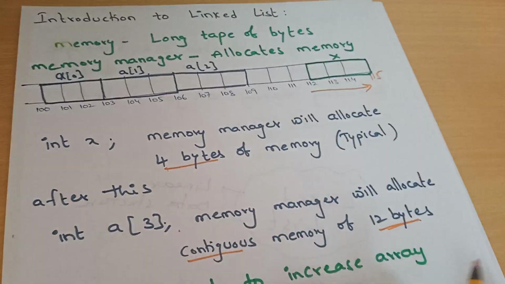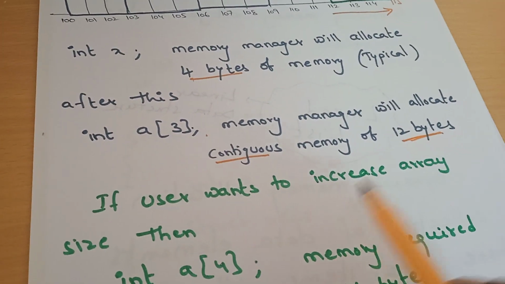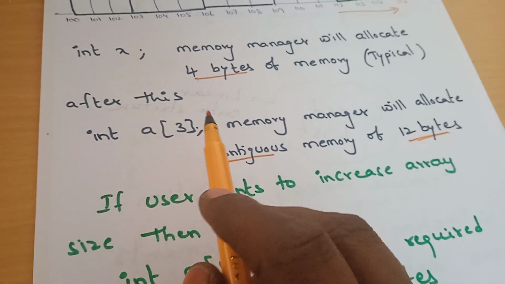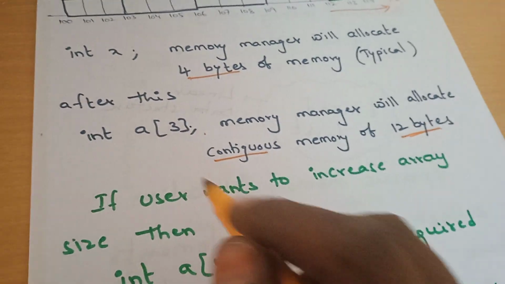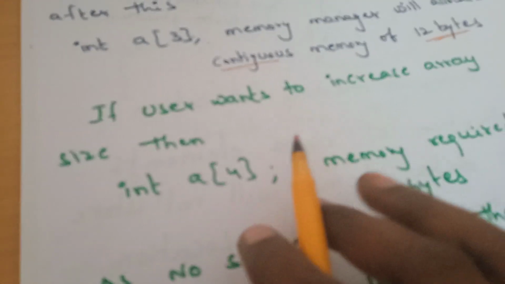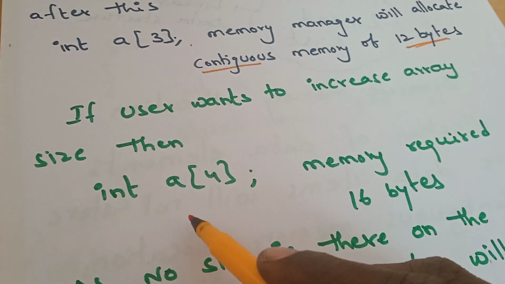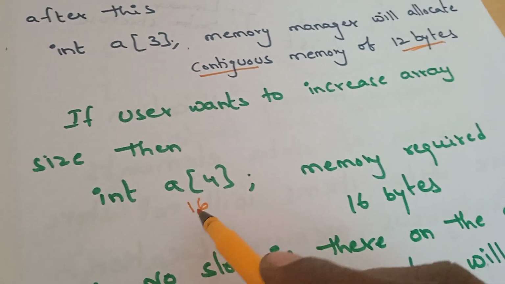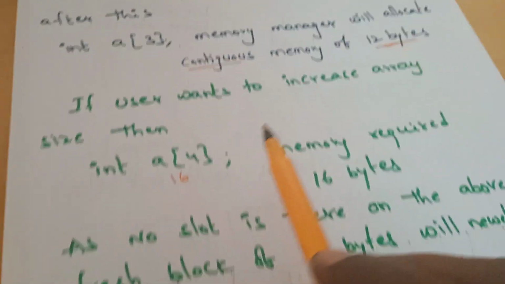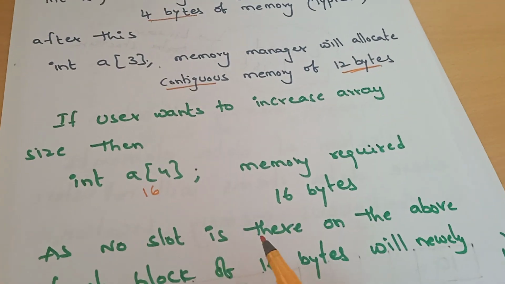Now if the user wants to increase the array size, it is A of 3. Now we wanted to make this A of 3 to A of 4 or A of 5. If it is A of 4, how much memory is required? 16 bytes, right? And that is 16 bytes in a continuous, contiguous way. Memory required is 16 bytes, as no slot is there on the above.